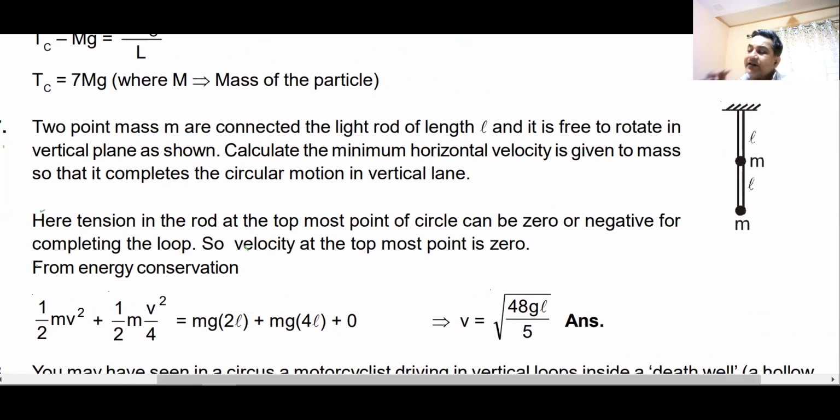Two point masses M are connected to a light rod of length L and are free to rotate in a vertical plane as shown. Calculate the minimum horizontal velocity given to the mass so that it completes the circular path in the vertical plane. So what will be the minimum velocity? Whatever velocity should I give it?